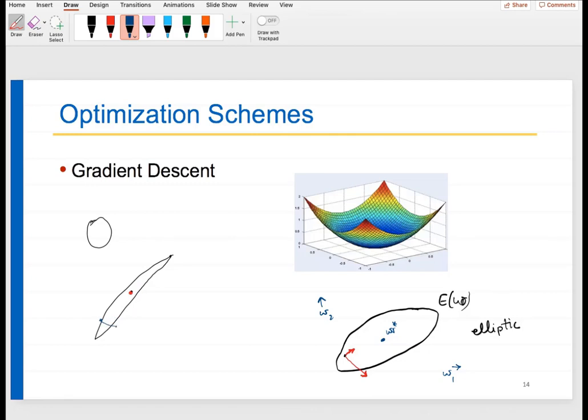Derivative will look something like this. It won't go towards the center, but it will go in a perpendicular direction. So essentially, if you try to optimize, you will be just oscillating in this direction and very slowly drifting towards the optimal point. But you'll be mostly oscillating and very slowly drifting towards the optimal point. That is why these are the challenges in gradient descent.